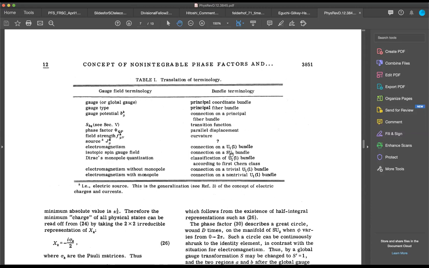Isospin symmetry is just an accidental symmetry where the up quark and down quark have much lighter masses compared to the strong scale. So to the extent you ignore their masses, the up and down quark would appear to be the same. Hence, you can do an SU(2) rotation between them. That's not a gauge symmetry in the modern view. It's just a global symmetry, so that has nothing to do with a fiber bundle gauge symmetry.